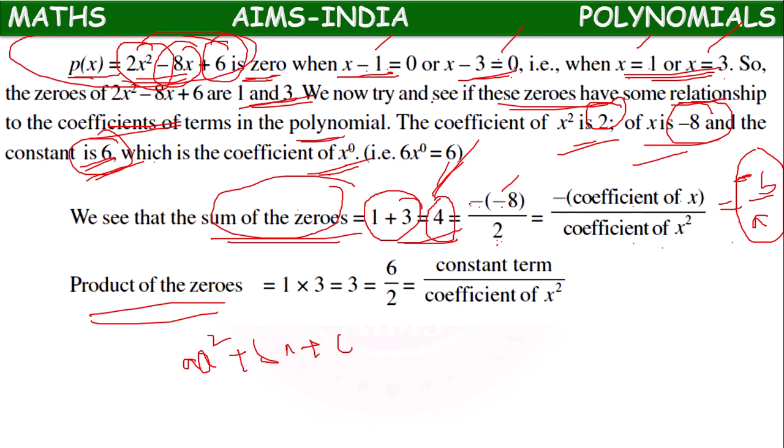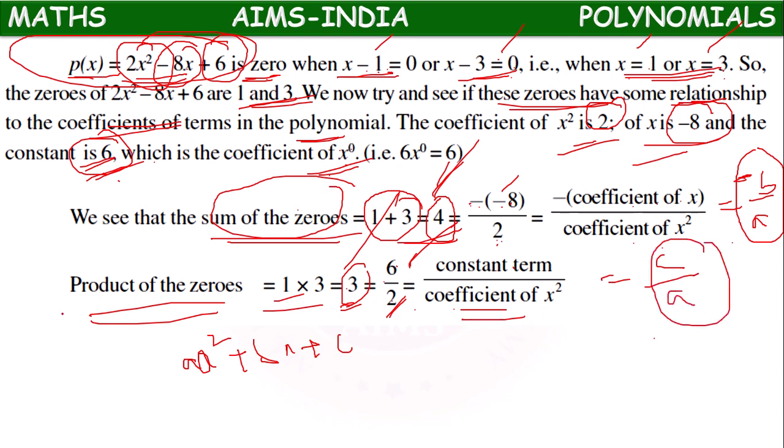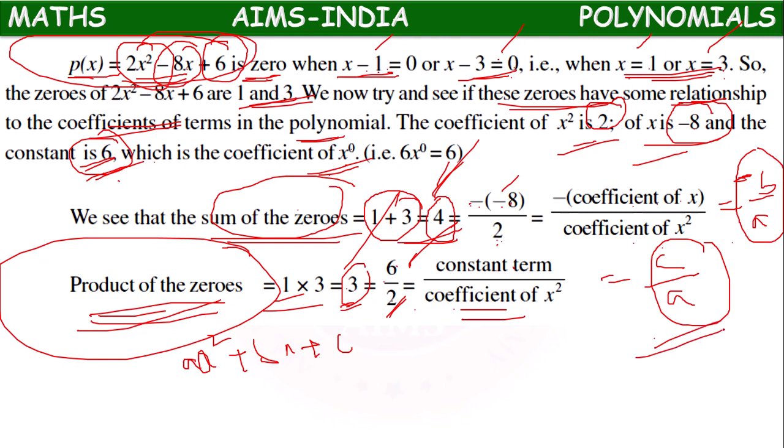What is the product of zeros? 1 into 3 is 3, which can be written with the help of coefficients as 6 by 2. Here 6 is the constant term, c, and 2 is the coefficient of x square, a. So the product of zeros can be written as c by a.